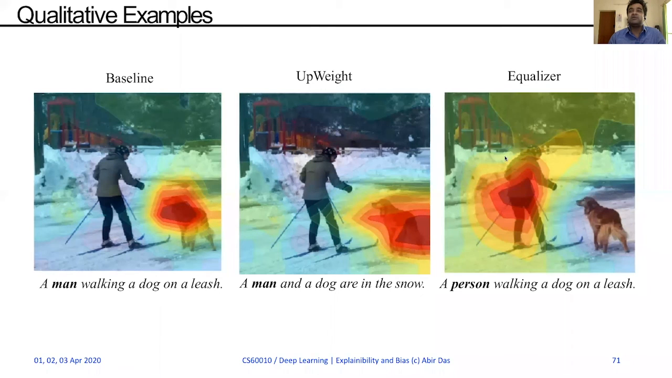So here, when this equalizer model, the proposed approach, is applied on this image, it shows that it is actually generating this gender neutral word, which is person, and it is evident that the word is based on the person evidence. So it is not basing it on the dog. So this is the advantage of this equalizer model.